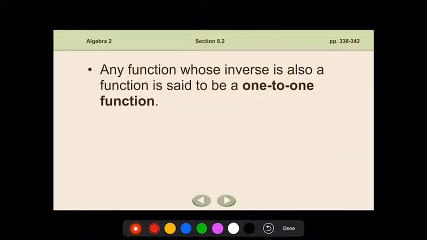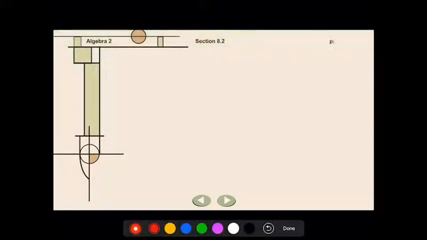Any function whose inverse is also a function is said to be a one-to-one function. This means it passes both the vertical and the horizontal line test. If you have a graph that passes both, then it's said to be a one-to-one function. Literally, one coordinate corresponds to exactly one other coordinate.